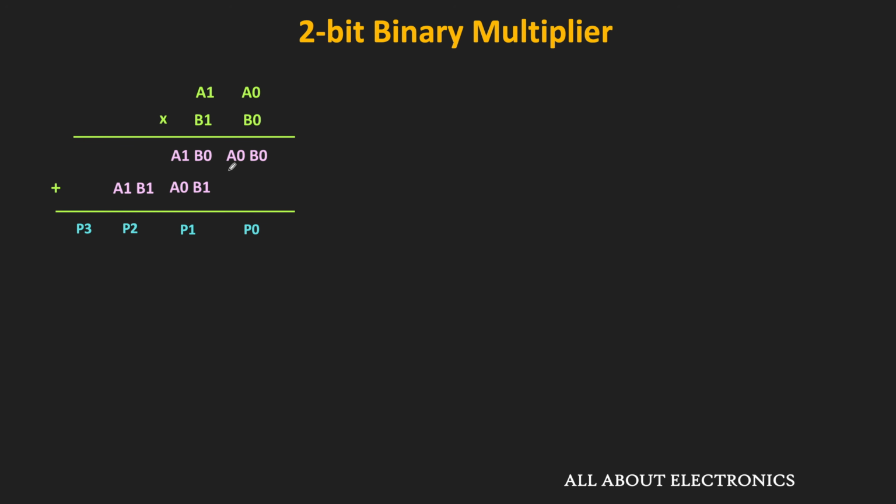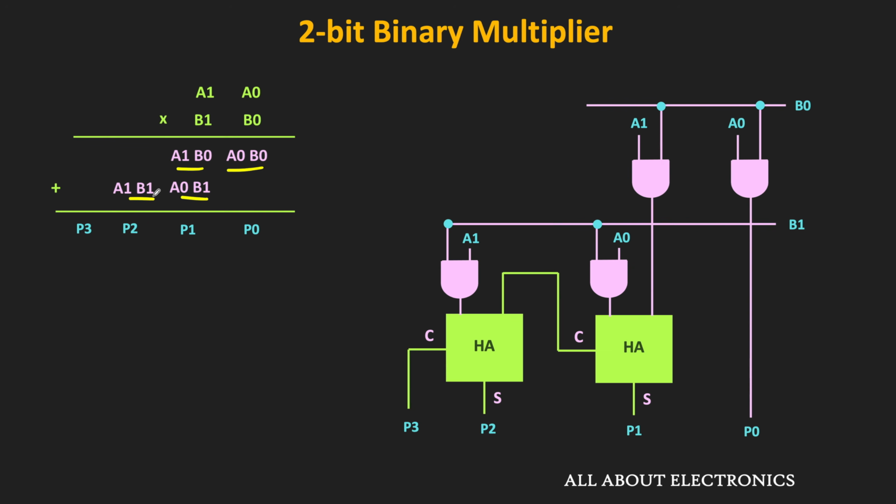Now here, we can get each of these partial products with the help of AND gates. That means using 4 AND gates, we will get A0 B0, A1 B0, A1 B1 and A0 B1. And as you can see, P0 is simply equal to A0 dot B0. That means the output of this first AND gate represents P0.